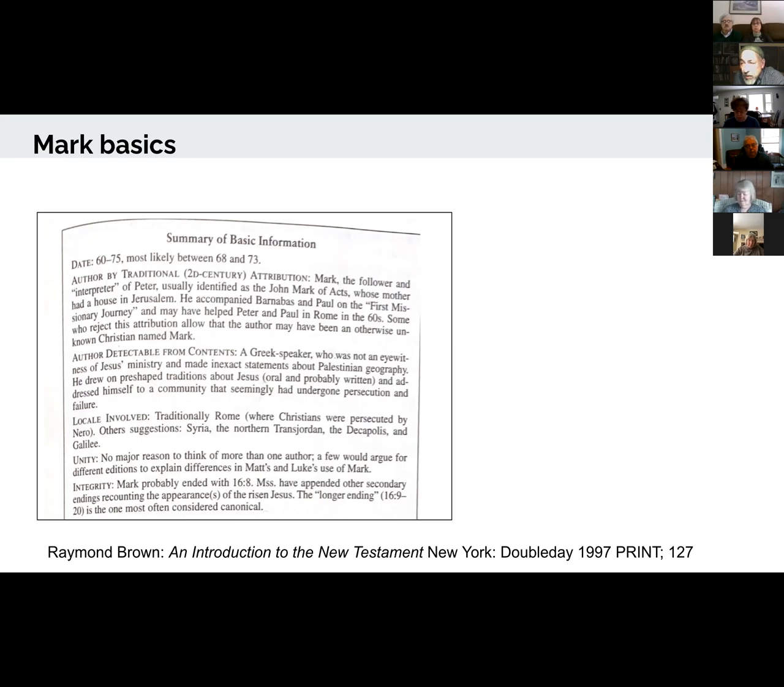Mark is just a very straightforward text. If you look at the post-resurrection stories in Mark, it's literally like three sentences, I think. Mark doesn't go into a lot of detail. So what we get when we read Mark is a very concise and straightforward telling of the story of Jesus.